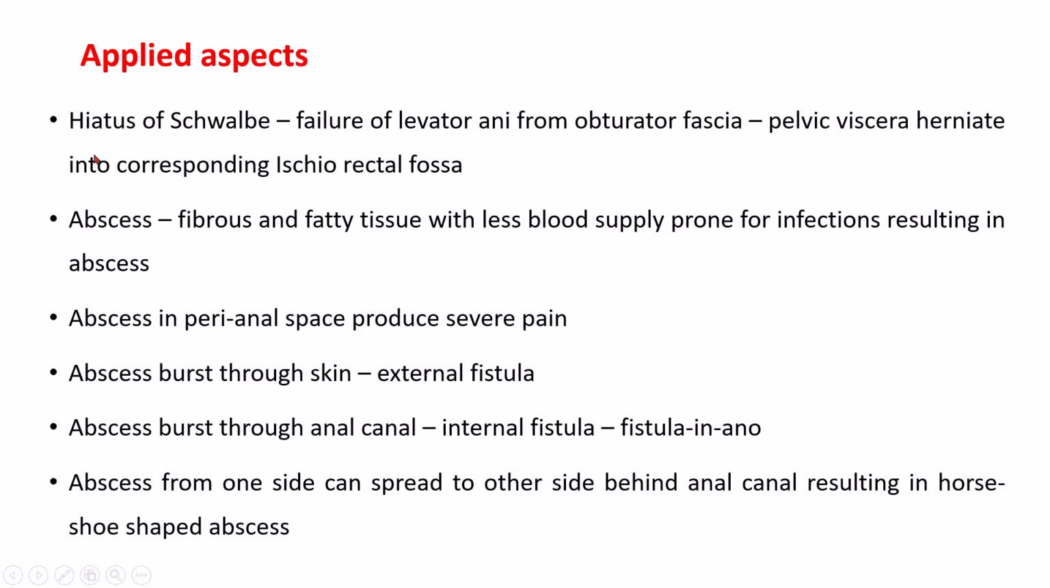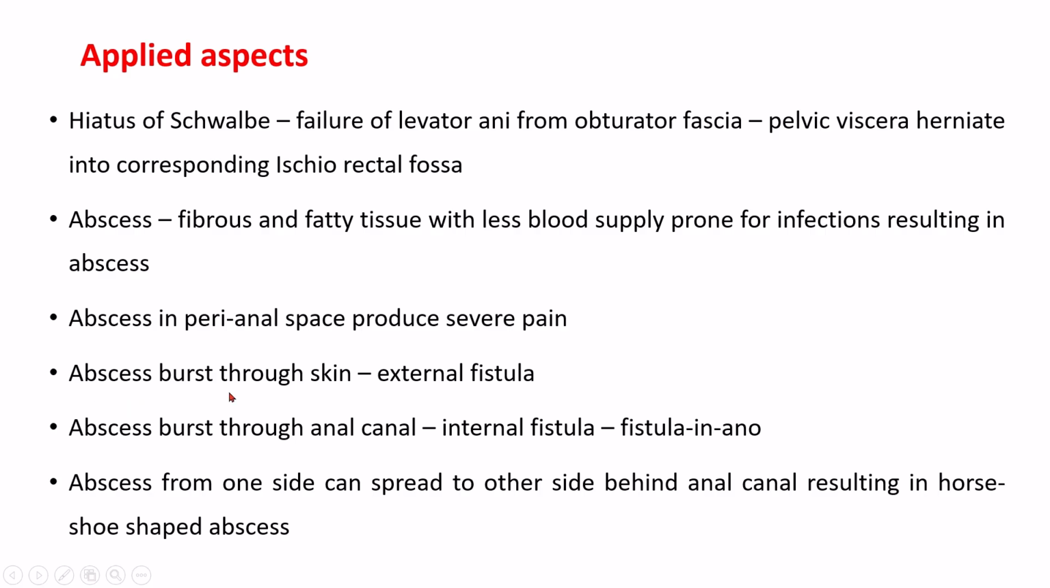Now the applied aspects. The hiatus of Schwabe is an opening that occurs if the levator ani fails to arise from the obturator fascia. Then the pelvic viscera herniate into the corresponding ischiorectal fossa. The fibrofatty tissue with blood supply present in the ischiorectal fossa is prone to infections, which result in abscess. An abscess in the perianal space produces severe pain because of the compartmentalization and loculated fat. There will be stretching of the fascia resulting in severe pain.